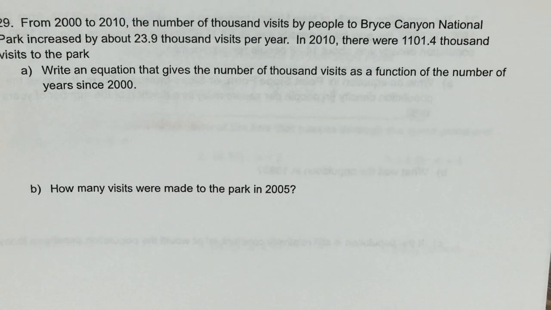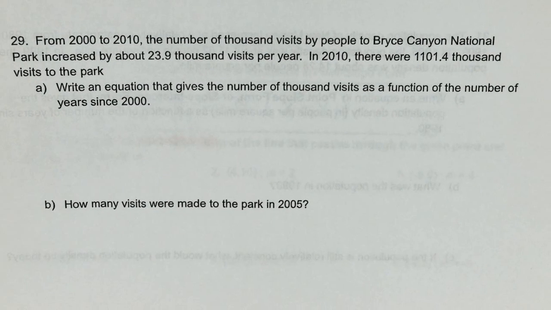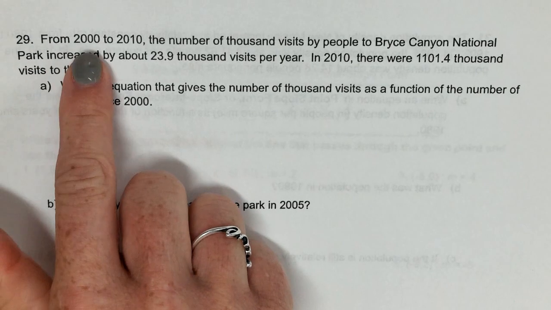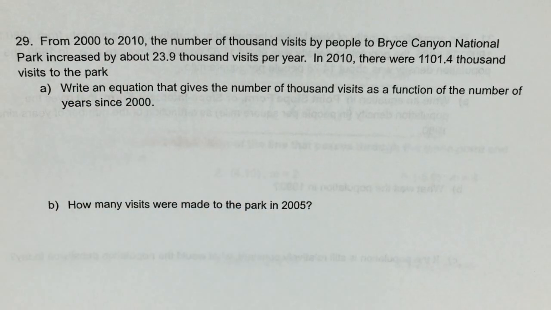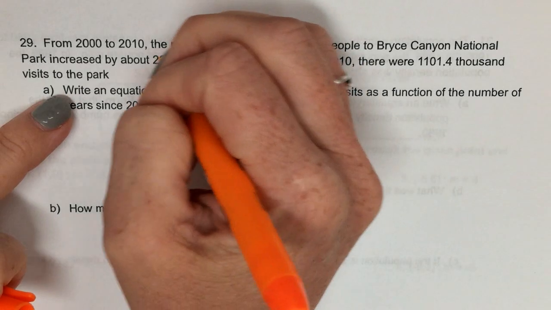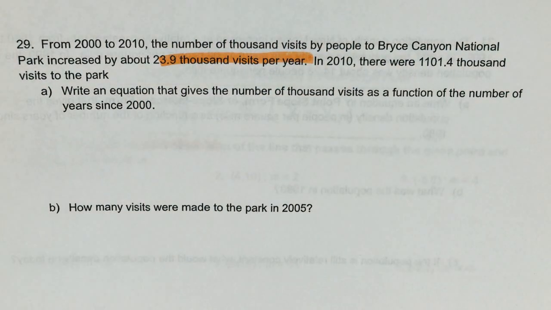Okay, turn the page. Number 29. It gives you a slope and a point, but I'm going to kind of help y'all on this one so y'all understand. It's kind of like the one we did the other night. So I'm just going to help y'all get it set up real quick or just understand what it's talking about. So this says from the year 2000 to 2010, the number of 1,000 visits by people to Bryce Canyon National Park increased by 23.9 thousand visits per year. What did they just give you right there? Don't say X. The slope, the M.